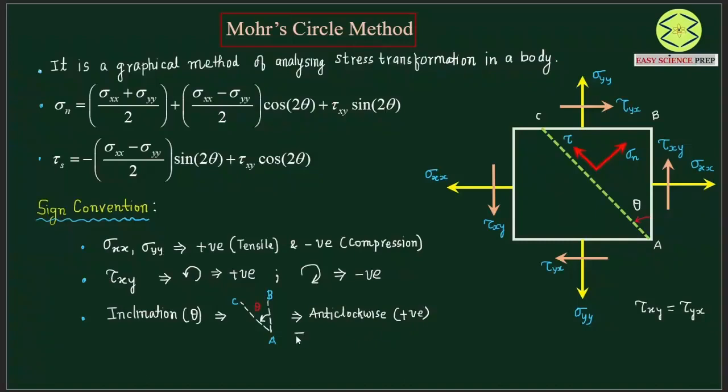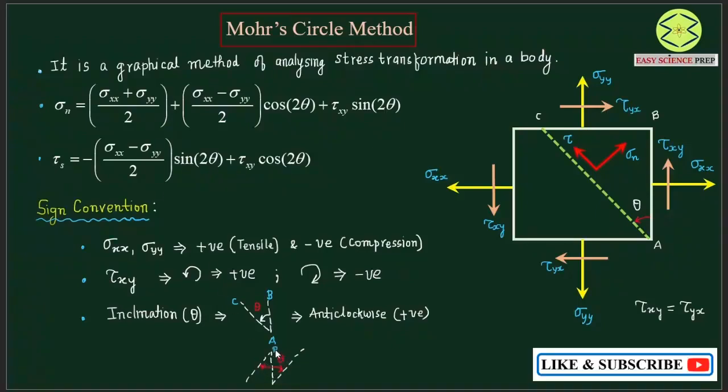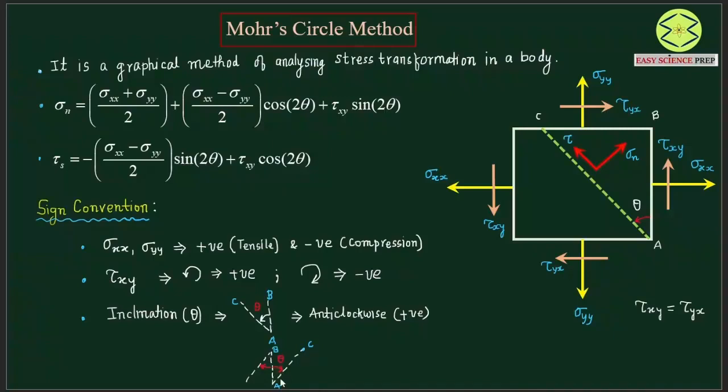And if it is clockwise, meaning this is the plane AB and our plane is inclined like this or like this, these are all clockwise senses. This is B, this is A and this is C, for instance. This kind of position of the plane is called a clockwise inclination. If it is a clockwise inclination, you will have a negative sign convention. So theta will be minus theta.